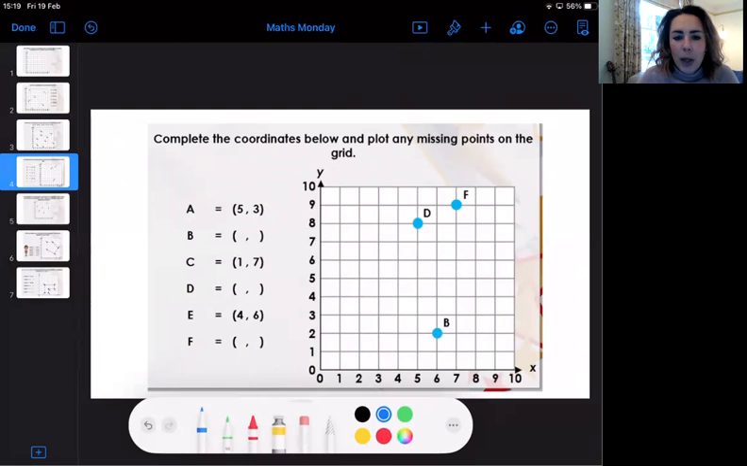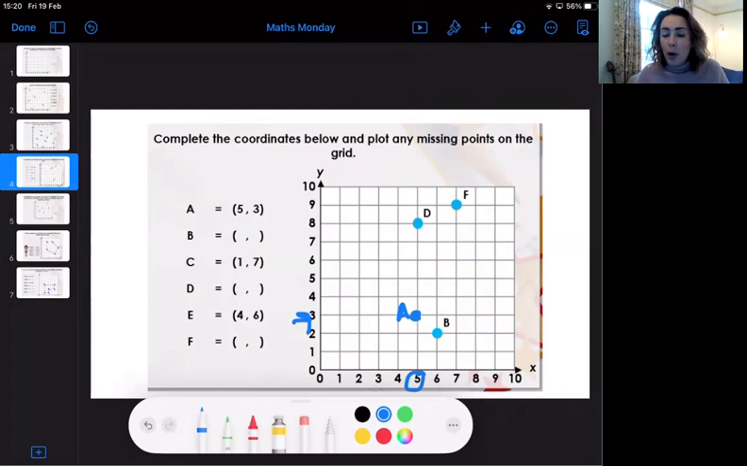Complete the coordinates below and plot any missing points on the grid. If we have a look at part A, we've got here 5, 3. I know that I need to plot that one on my grid. If you haven't got squared paper, you can just draw a rough grid out for yourself. That's absolutely fine. So 5, 3, I'm looking at the x-axis first, and I'm reading up to the 3 on the y-axis. So I know that point A belongs there.